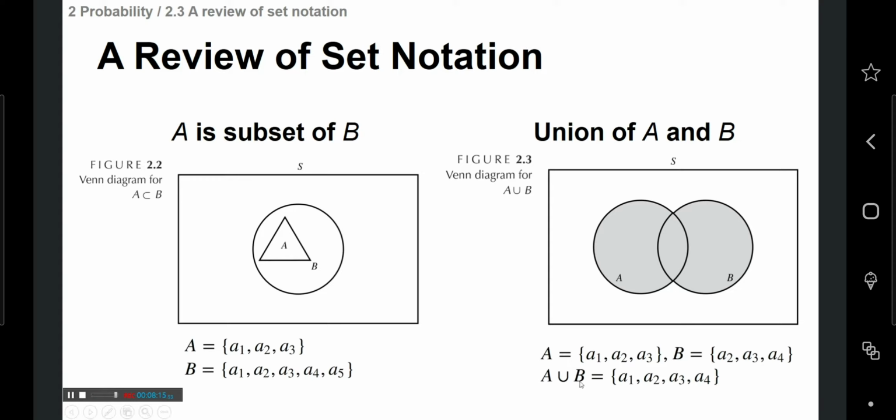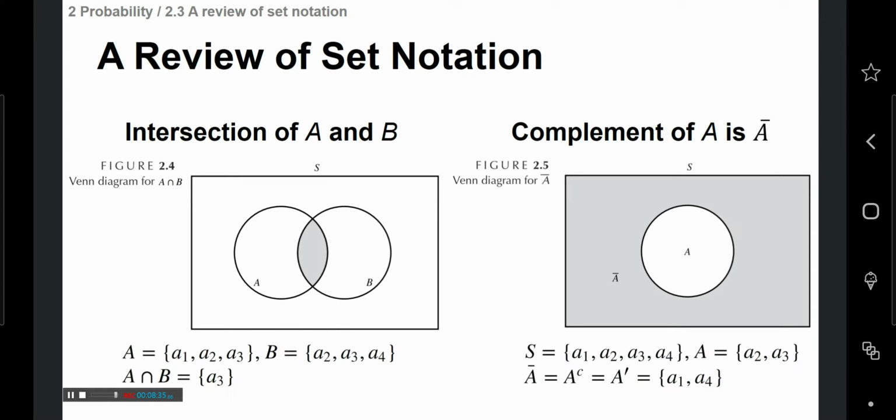So A cup B contains A1, A2, A3, and A4. This is A cup B, the union of A and B. And if we have a union of A and B, then we also have the intersection of A and B, which is this cap sign, A cap B.